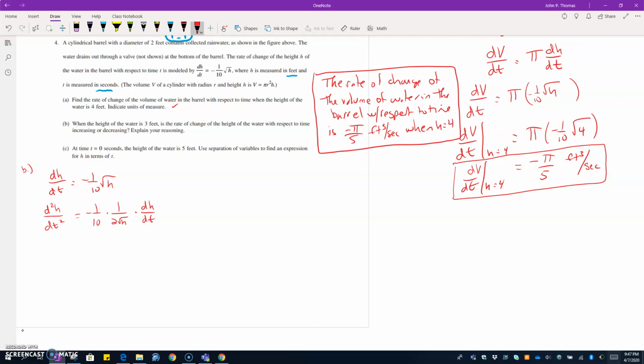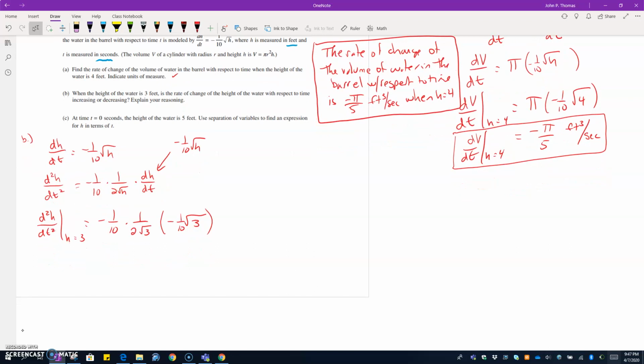From here, they specifically said at 3 feet. So we're looking at d2h/dt2 when h equals 3. So I'm going to go ahead and plug in a 3 into each of my h's. And for dH/dt, I'm going to do a substitution here because we know that's negative 1/10 root h, and our h value in this is going to be 3. So again, we're substituting in for that dH/dt. We're putting in a negative 1/10 root h, because we know that's what dH/dt equals.